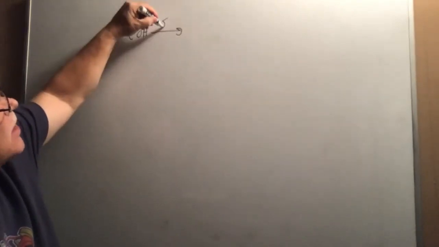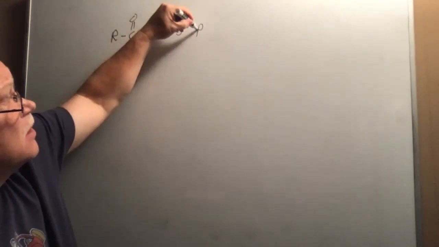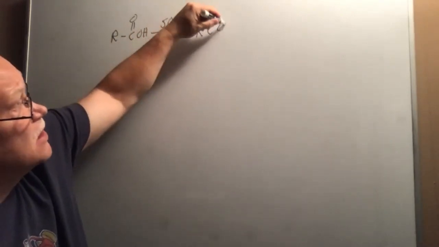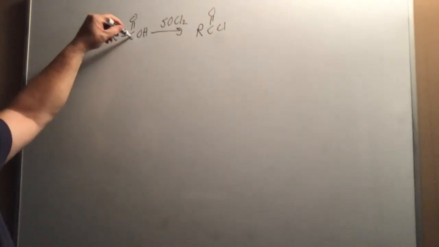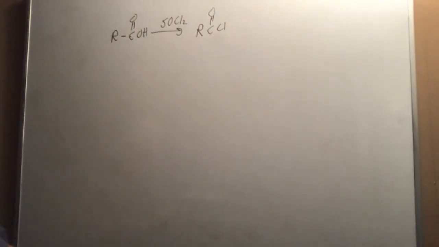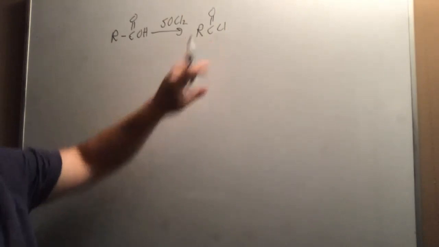The next reaction is we're going to make an aldehyde or a ketone from an acid chloride. If we take a carboxylic acid and treat it with this compound, SOCl2, that compound's name is thionyl chloride. What it does is simply take the carboxylic acid and turn it into an acid chloride. Okay? You need to know that reaction.